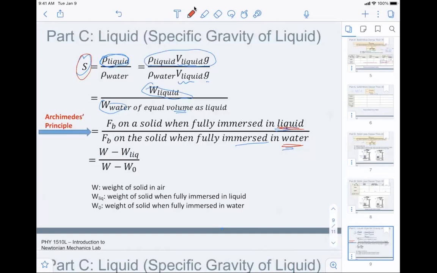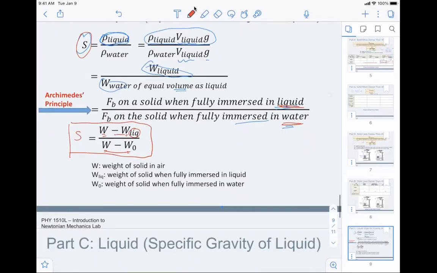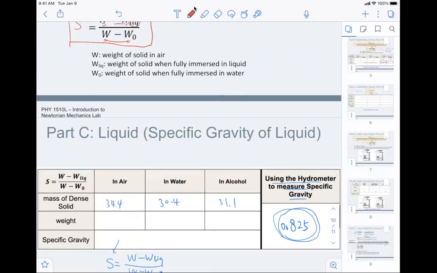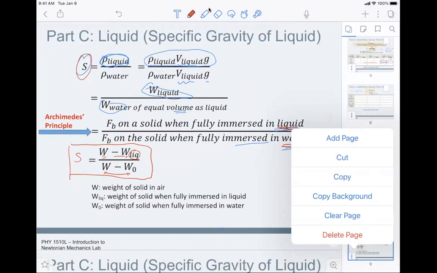So the weight in air minus the weight in water is the buoyant force the water provides. The weight in air minus the weight in this unknown liquid is going to be the buoyant force the liquid provides. So you have translated the original equation to this modified equation. You can simply weigh the object in air, put it in water and weigh it, and put it in alcohol and weigh it. In this case, we use alcohol, right? So in the lab, they actually use the alcohol. And let's read these three different things.